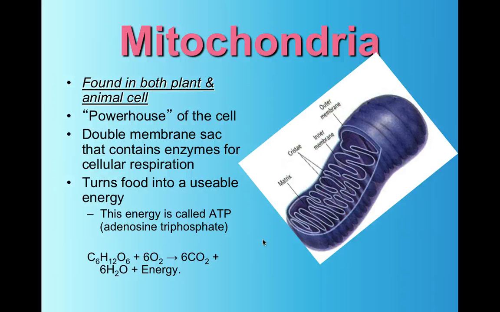It's a double membrane sac that contains enzymes for cellular respiration. It's going to turn food, that glucose, into usable energy. This energy is called ATP. The same chemical formula as photosynthesis, but this is in reverse. So cellular respiration, we take that glucose plus the oxygen we breathe in, and then we're going to yield, or get rid of, carbon dioxide. That's our waste product. We're going to sweat out that water, and we're going to use that energy to perform every function in our body.